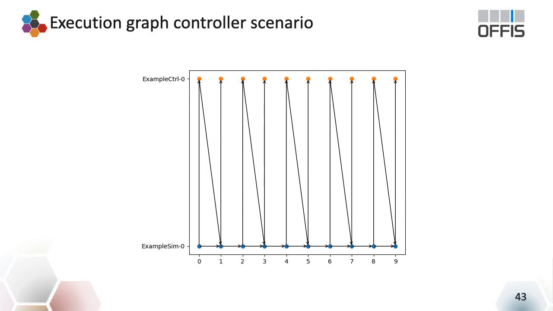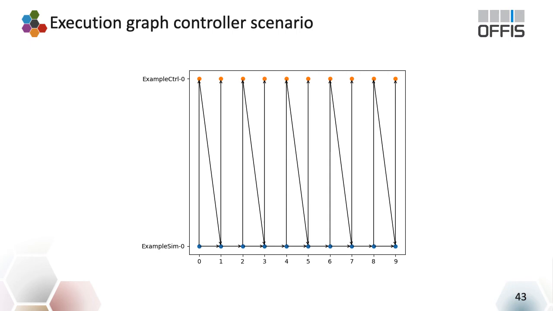So now I wanted also to show the execution graph for this. Here we see that the example sim is doing the same as in the first scenario. And in the first simulation step at time zero, the results from the example sim are sent to the controller. And then the results are sent back to the example sim, but they are just used at time step one because this example simulator is the time-based simulator. It can just receive this data at the next time step.